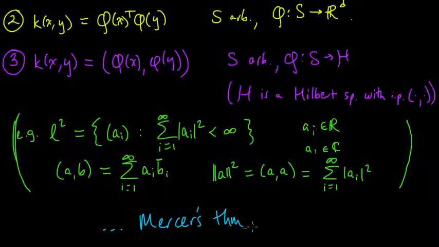Mercer's theorem. Mercer's theorem says that under fairly general conditions, any positive semi-definite kernel can be represented as an inner product in some Hilbert space. In other words, for any positive semi-definite kernel, there exists some Hilbert space H and some map phi from your set S to H, such that the inner product of phi(x) with phi(y) equals your kernel.